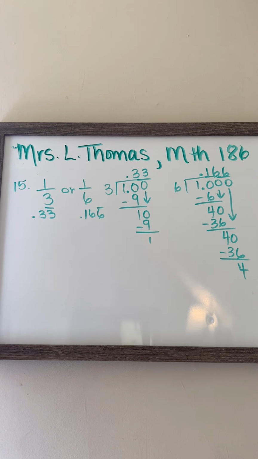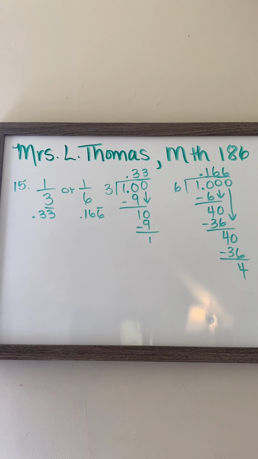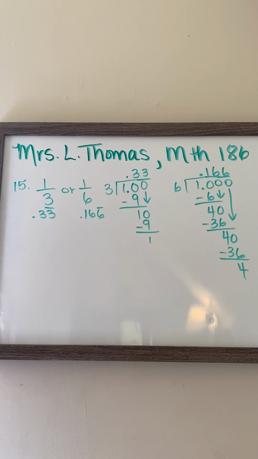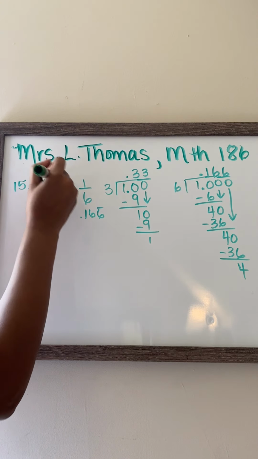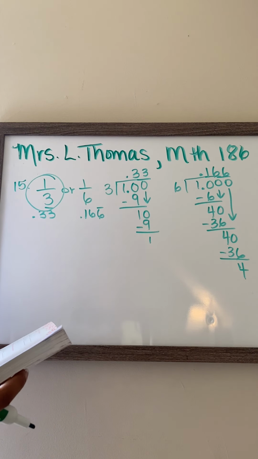So the question is, which one is largest? 0.33333333 or 0.166666. It's like having money, basically. This is equivalent to really 30 cents or 33 cents. This will be rounded; this will be equivalent to 17 cents if you were looking at it like money. So this 1/3 will be your largest value.